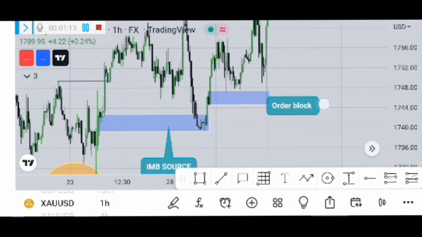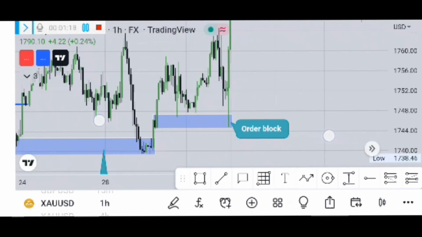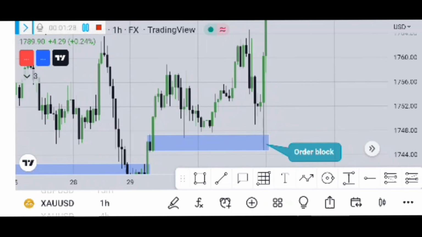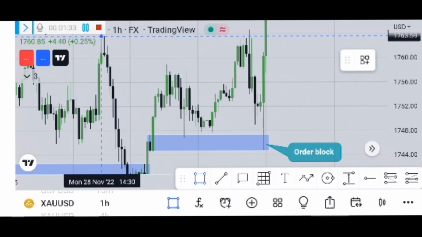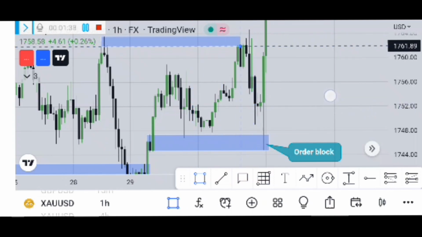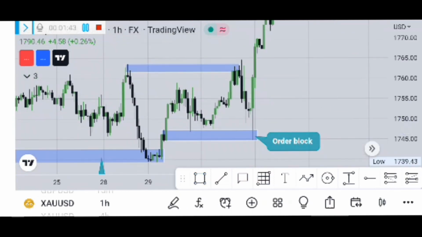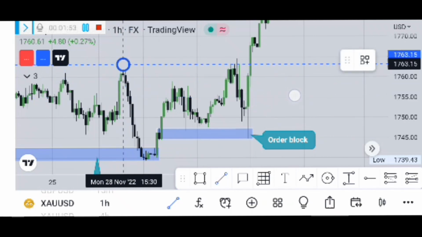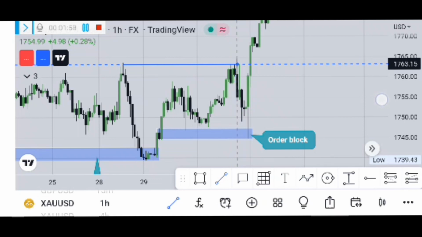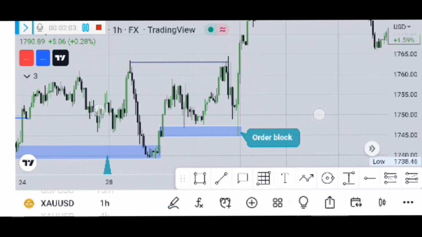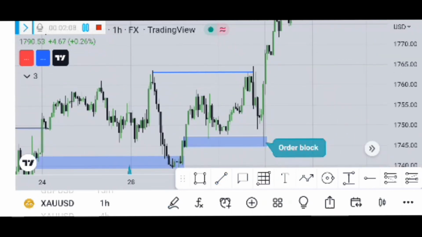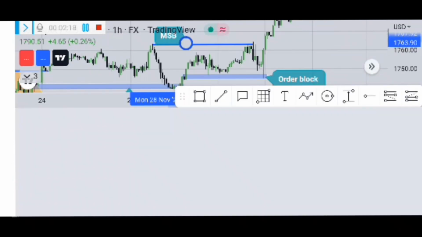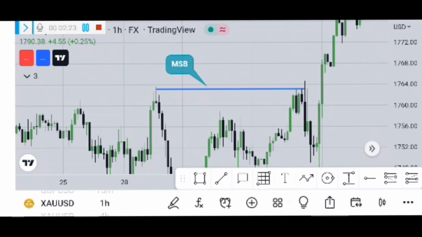You can see low time frame 50-minute imbalance. So this is higher and low time frame. First we go to daily and then 4 hour time frame, and now we go to 1 hour time frame. So here breakout you can see, breakout and MSB.